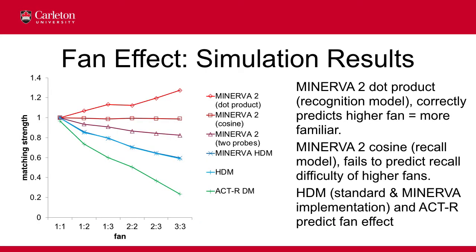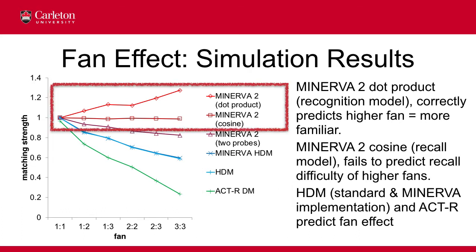We compare the matching strengths of HDM, ACT-R, and Minerva on the fan effect. ACT-R and HDM, as has been found in prior work, correctly predict lower matching strengths with larger fan. Conversely, Minerva does not predict the fan effect. For recognition tasks, Minerva uses the dot product as a metric of similarity between a cue and the pair retrieved from memory, called an echo. Using the dot product, Minerva correctly predicts that pairs with higher fan are more familiar.